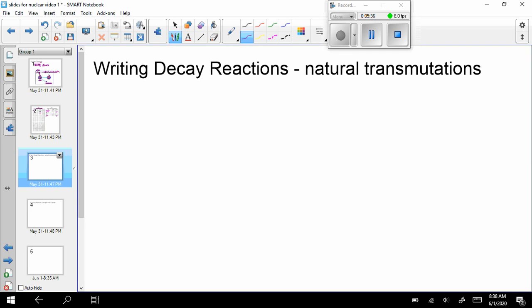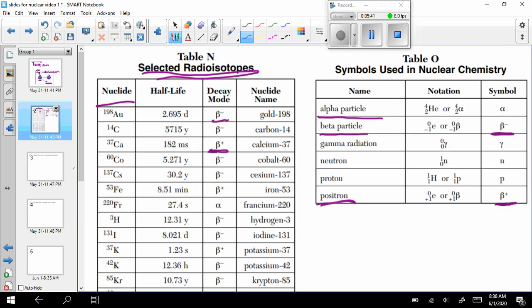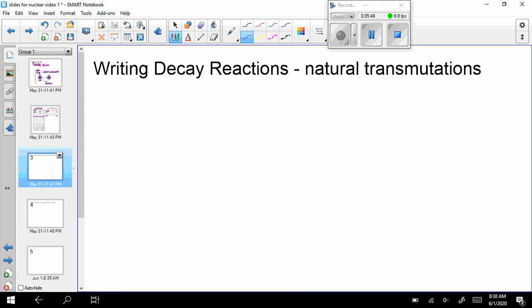All right, writing decay reactions. Okay, so when you write a decay reaction, let's just pick any one of these. So I'm going to pick this one right here, very randomly, 220 Fr. So I write 220 Fr. And now I need my reference table because I need to be able to look up what element Fr is. Okay, Fr, where are you? 87.